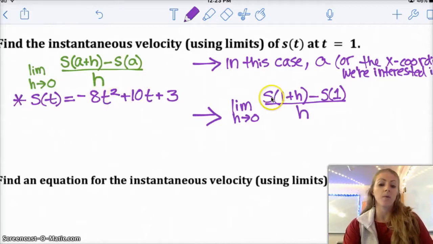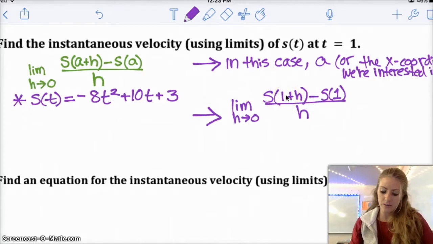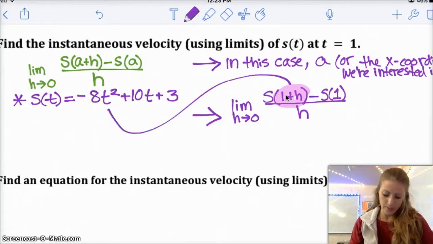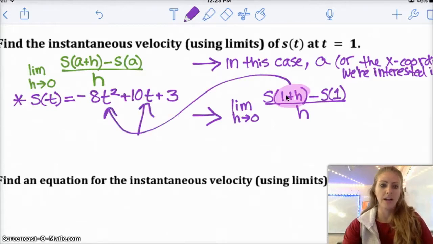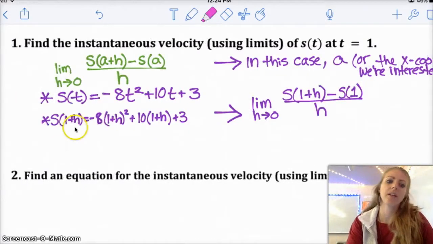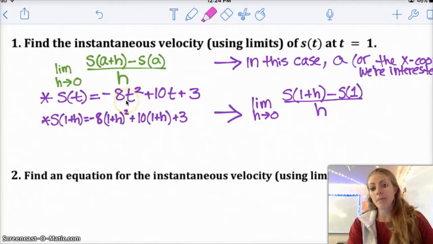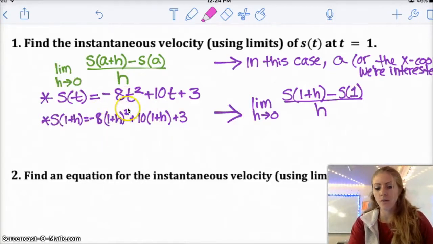So we need to find out what is s of 1 plus h. And that's just taking this 1 plus h, like we do with functions, and plugging it in anywhere we see the independent variable in s of t. So here's plugging in 1 plus h for t. Keep in mind that you're going to have to simplify this. So 1 plus h squared, you're going to have to FOIL, multiply by negative 8, distribute the 10 into the 1 plus h, and combine like terms.